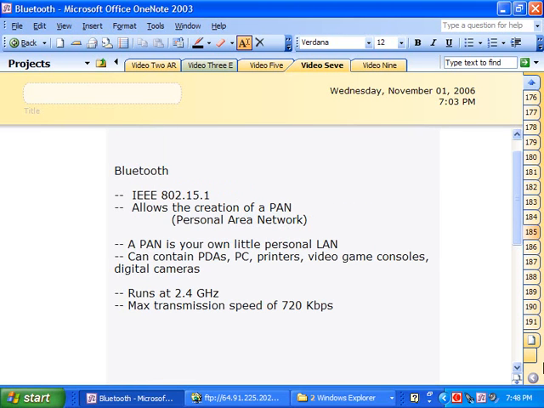Bluetooth is officially known as the IEEE standard 802.15.1, so you can see that we're glad we can call it Bluetooth. And this actually allows the creation of a PAN, a personal area network.